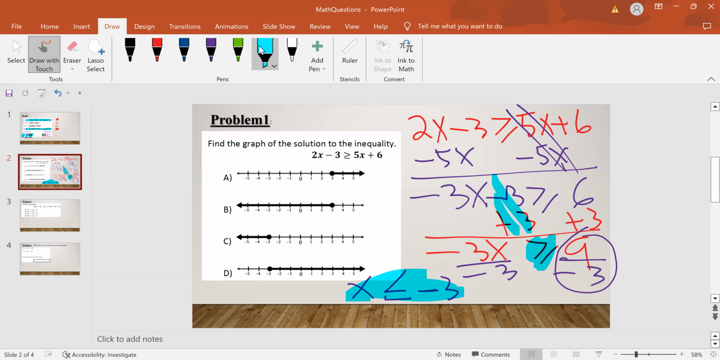So on the number line, any value you have on the left side of -3 will be smaller than -3. Therefore, we're going to choose C as the correct answer.